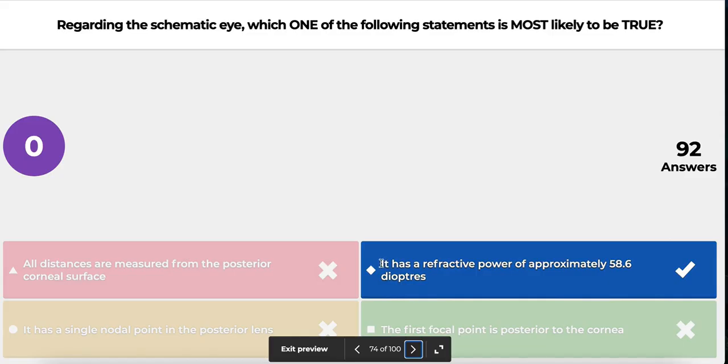Yes, it is B. It has a refractive power of approximately 58.6 diopters, which makes it different from the Gullstrand eye. So all distances are measured from the anterior corneal surface, and it has two nodal points that are straddling the posterior lens, and the first focal point is in front of the cornea.